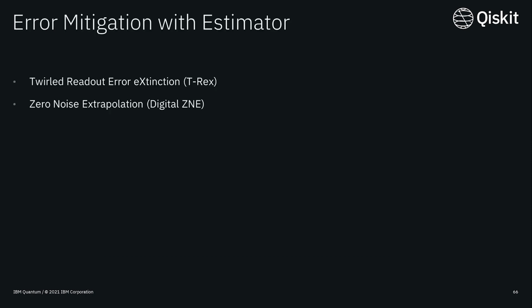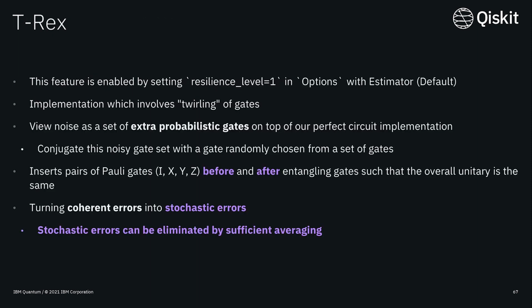And these are the error mitigation techniques that can be used in the estimator. First, there is T-REx, toward readout error extinction, and there is the zero noise extrapolation method. They are called T-REx and digital ZNE respectively. T-REx is set by default for the estimator, and it can also be defined by setting resilience level 1 in the options for the estimator. And this method uses twirling of gates.